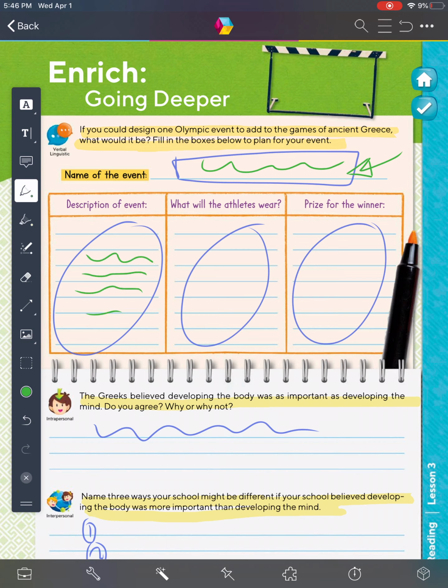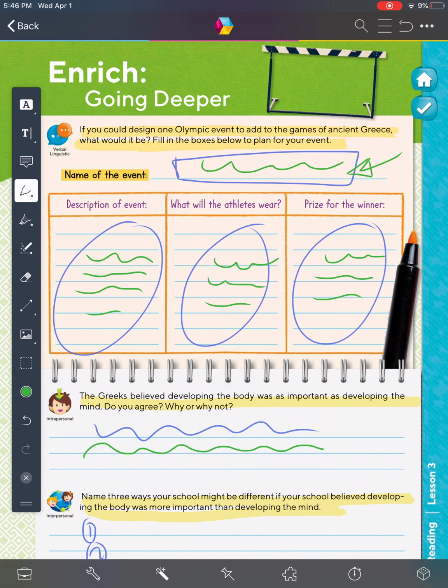Think about the uniform or what should the athletes wear. And think about a prize that they could win and write it here. Now, the Greeks believed developing the body was as important as developing the mind. Do you agree? Yes, no, and why? And express your idea here.